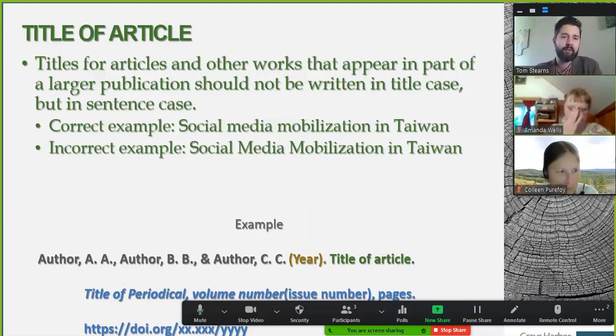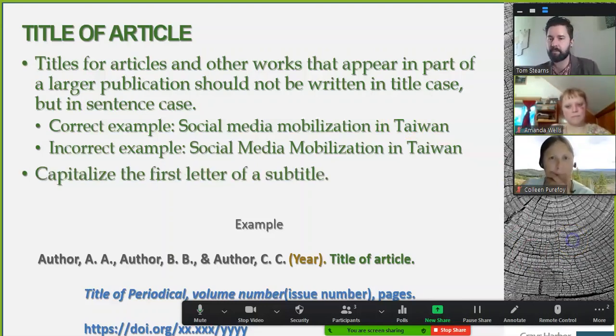Now this is a little bit tricky because if I look at this article in the journal, probably those S's, M's, and T's are all capitalized, but you shouldn't be capitalizing the M's in your reference list. So it's not enough to just copy paste the title. You'll need to format it and make sure that the article title is capitalized correctly. You might also notice that the T in Taiwan is capitalized, whereas the M's in media mobilization are not. The reason for that is that Taiwan is a proper noun, the name of a place. So names of people, names of places, proper nouns should always be capitalized, even if they're in the title of an article.